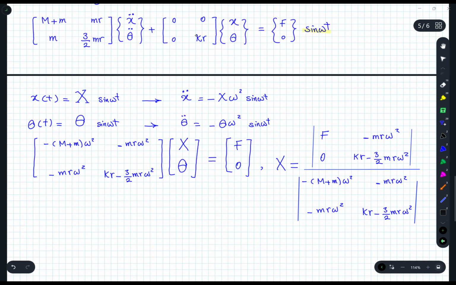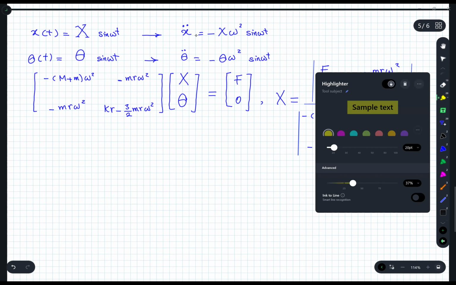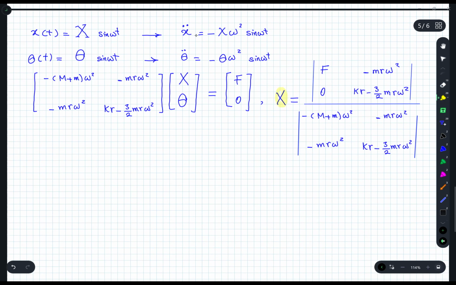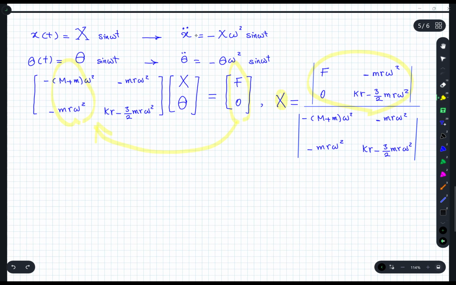As you saw, the response of x according to Cramer's rule has the denominator as the determinant of that part. For the numerator, you substitute the first column with that, and you put everything here. And you can do the same for theta. We just substitute the second column for theta with f and 0. However, the question is only interested in x.